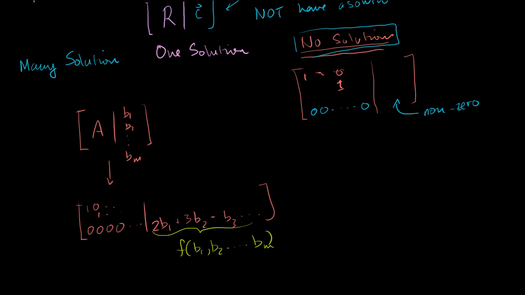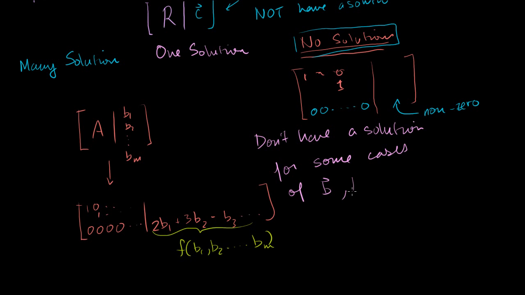So let me write that down. If we don't have a solution for some cases of b, then we don't span Rm.